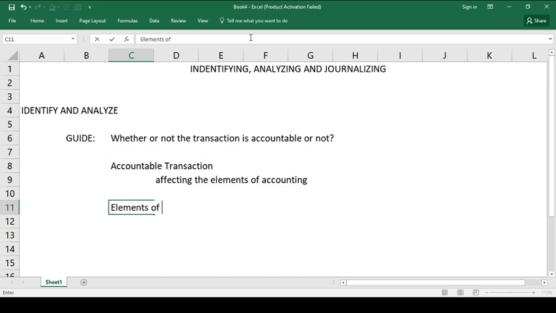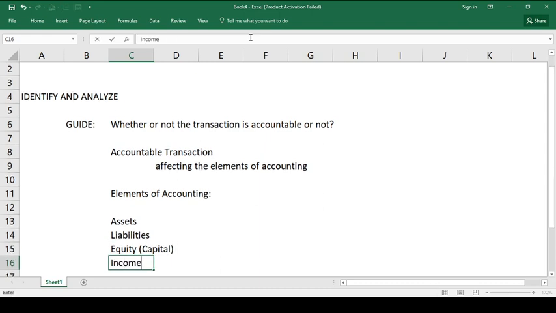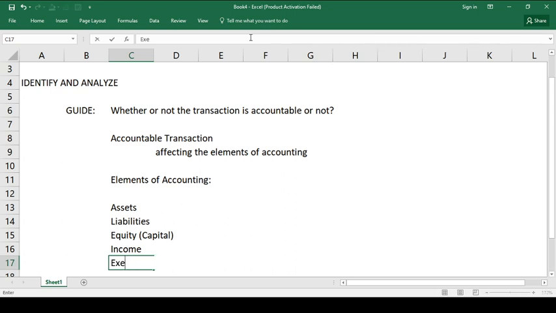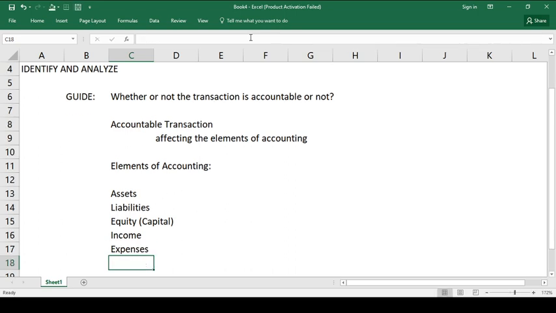Okay. So the elements of accounting are, we have the assets, that's number one. We have the liabilities. We have the equity, or in other books, they consider it as the capital. Then we have the income, and then we have the expenses. Okay? Yun po yung sinasabing elements of accounting. When we can say ngayon, 'di ba? We have already identified the elements of accounting.